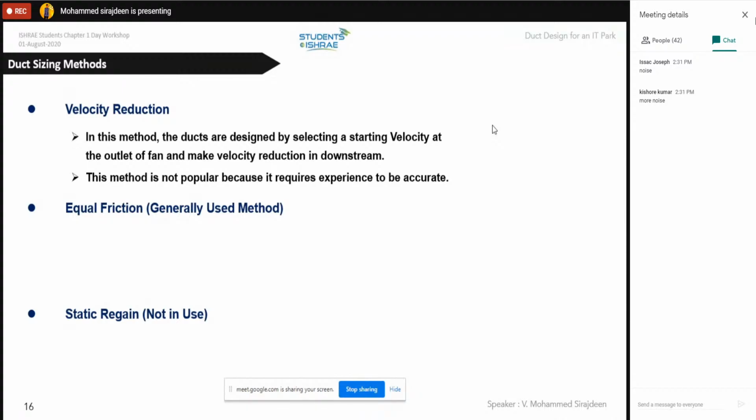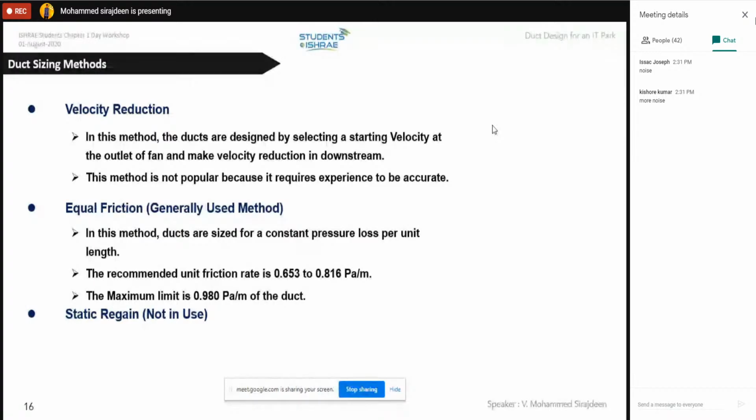Again, we have to calculate for the next branch. Now we have the time, so we know the velocity and time, and based on that the velocity will again get reduced. So it is complicated. If we do this kind of work in a day, it will take 2 days. If static regain takes 1 day, this will take 2 days to complete the work. So generally we will go with the equal friction method.